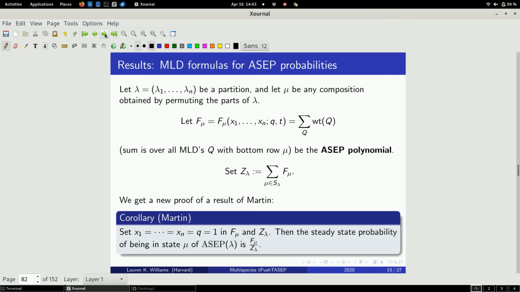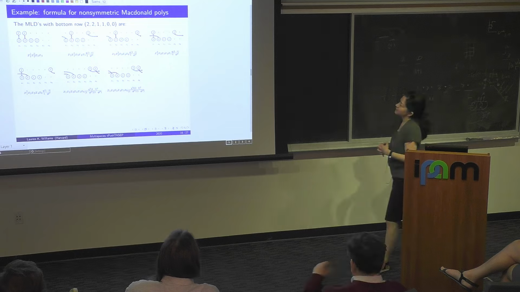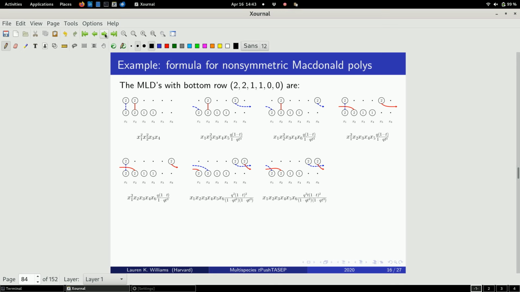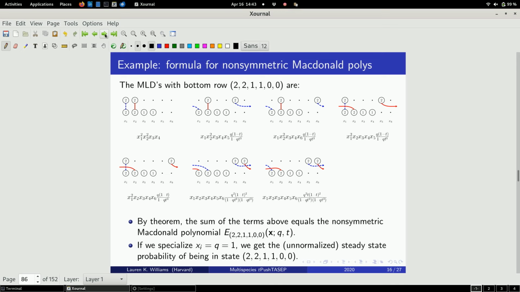OK, so this is an example. If you wanted to compute the non-symmetric Macdonald polynomial corresponding to the partition 2, 2, 1, 1, 0, 0, what we can do is look at all multi-line diagrams whose bottom row is 2, 2, 1, 1, 0, 0, add up their weights, and that gives us the non-symmetric Macdonald polynomial. And then if you make this specialization, we'll get the steady state probability of being in state 2, 2, 1, 1, 0, 0.